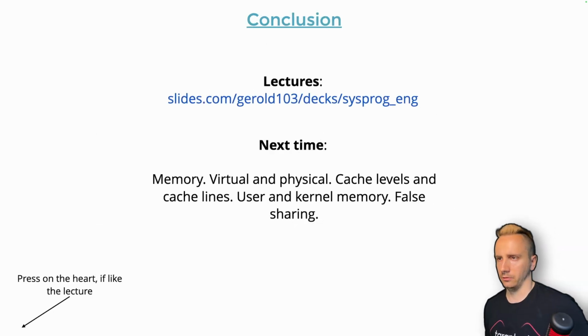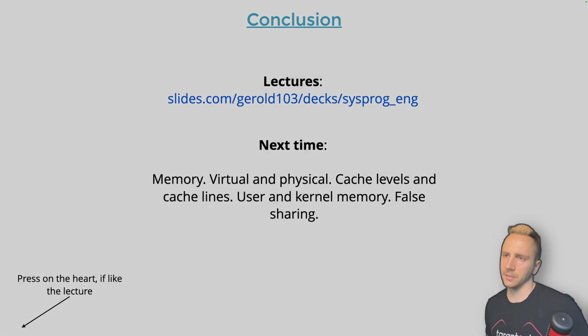Next time we will talk about memory, how it's organized, the virtual one, the physical one, how it's working. We will talk about the CPU cache, the user and kernel memory, the false sharing problem, and more.